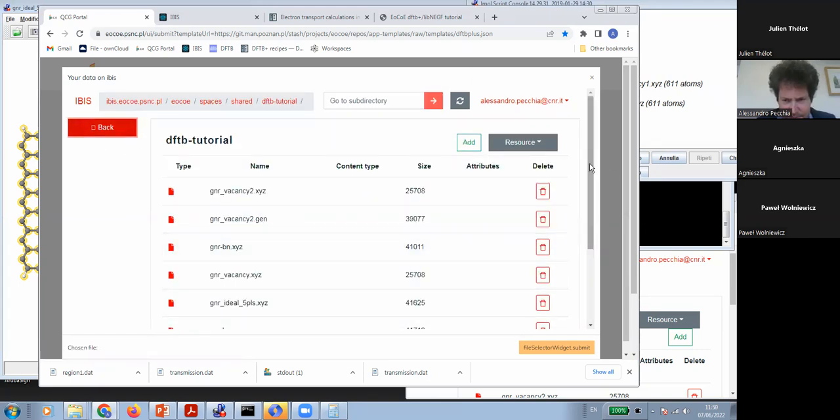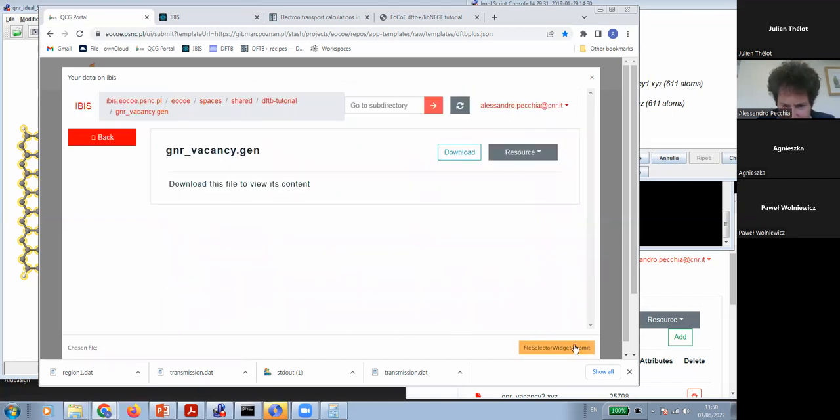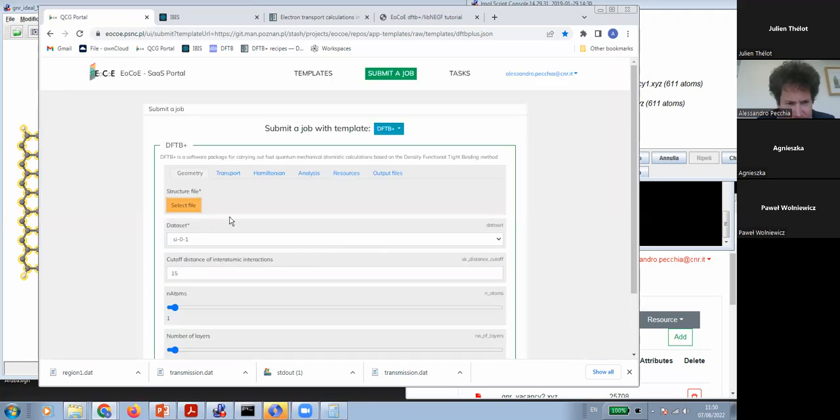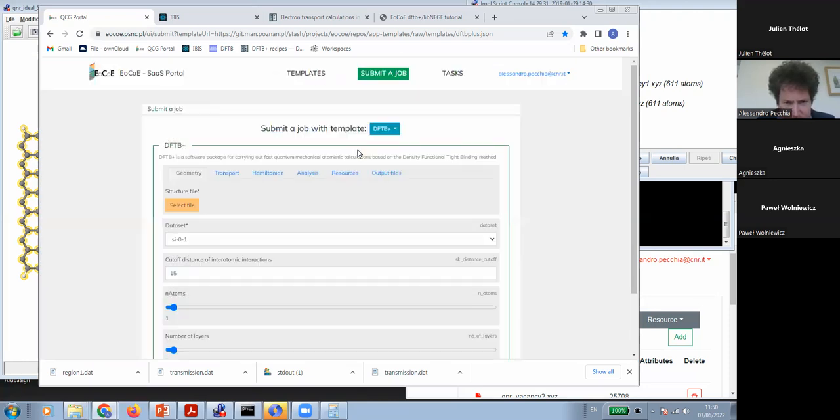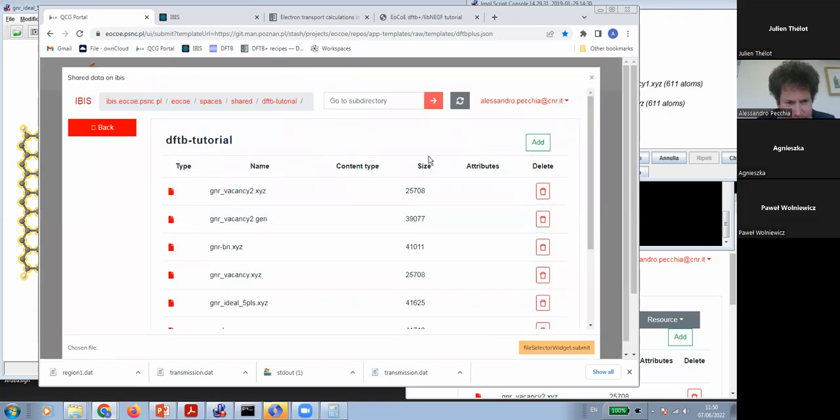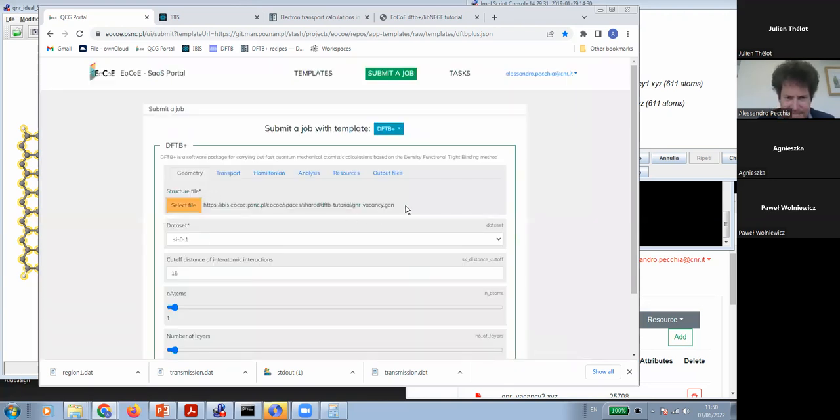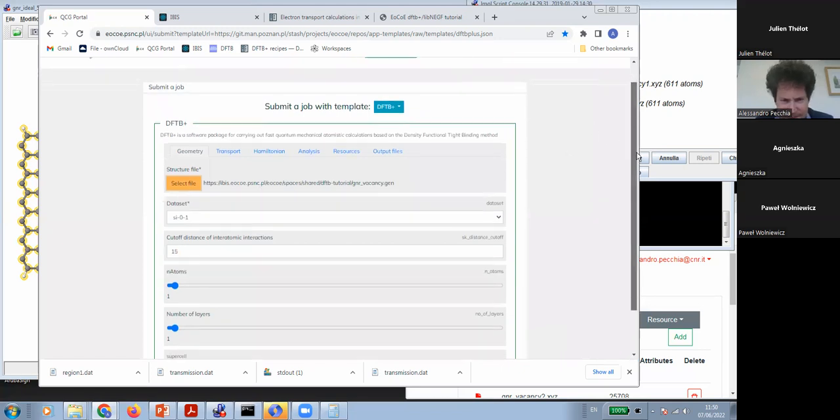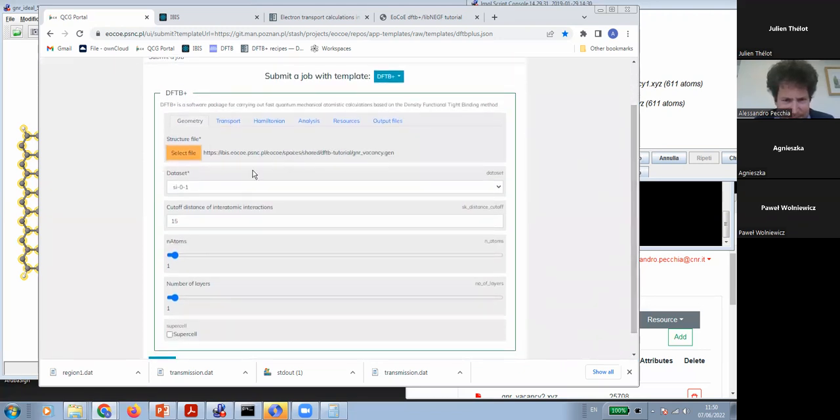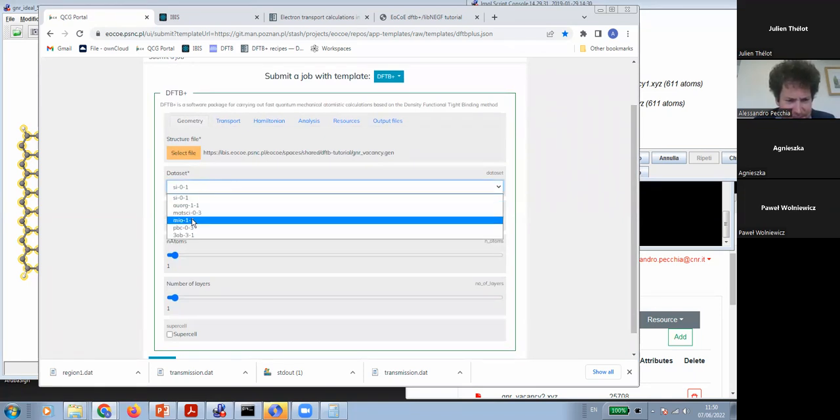You need just to select the file, vacancy, and then the file select widget. No, doesn't work. Share data on EBIS, then tutorial, GNR vacancy gen. Okay. And then once it appears here, you do file select or submit, and it appears here. So this will be run by the interface. Again, we can select the same data set we selected before.